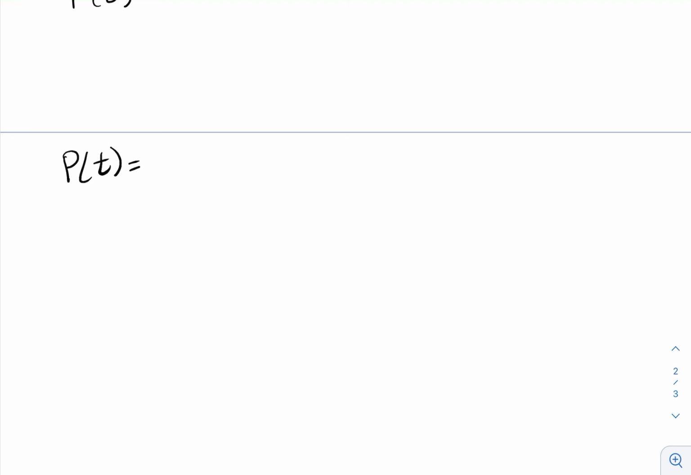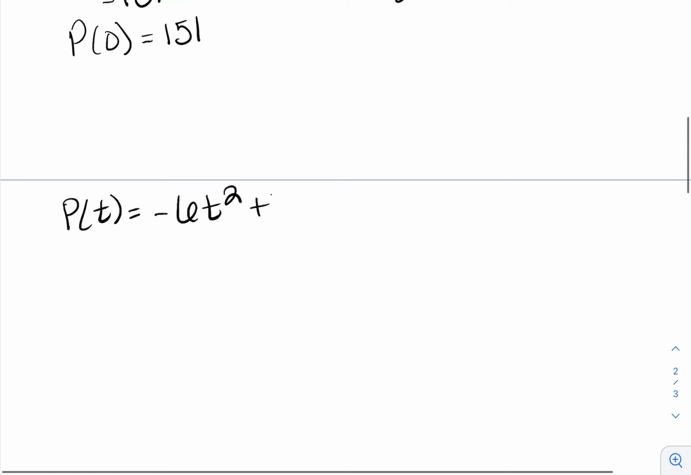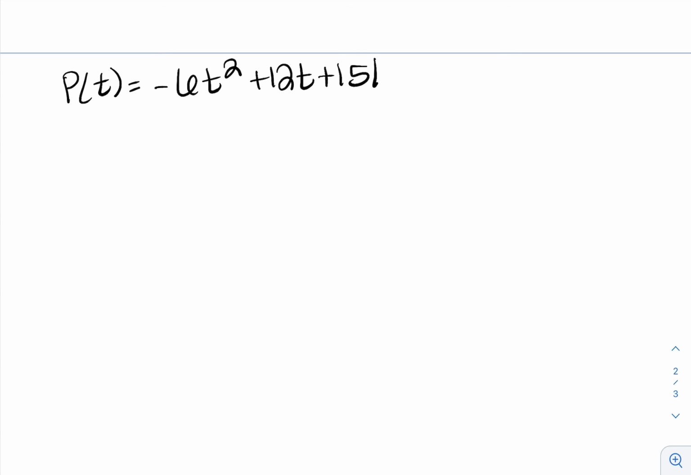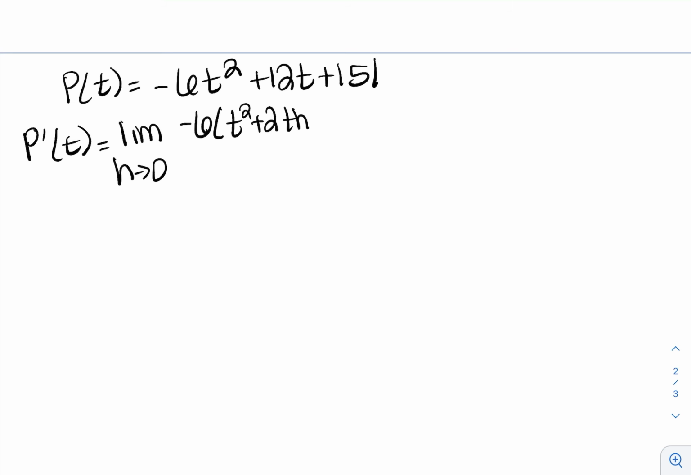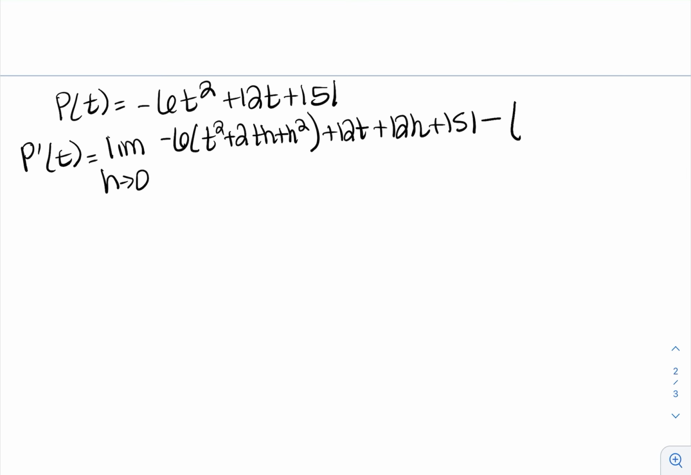So P of t is negative 6t squared, let me just double check, plus 12t plus 151. So let's get our definition of the derivative. So P prime of t is equal to the limit as h goes to 0. Here I'm going to go directly into plugging everything in. So it's going to be negative 6 times (t squared plus 2th plus h squared) plus 12t plus 12h plus 151 minus, and then I'm going to put this in parentheses.